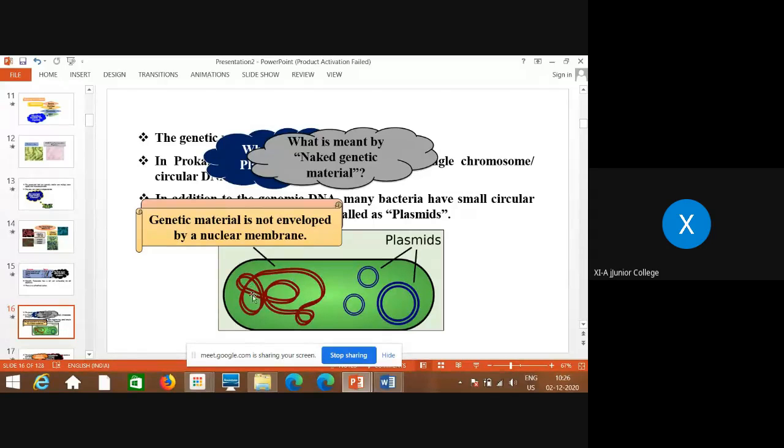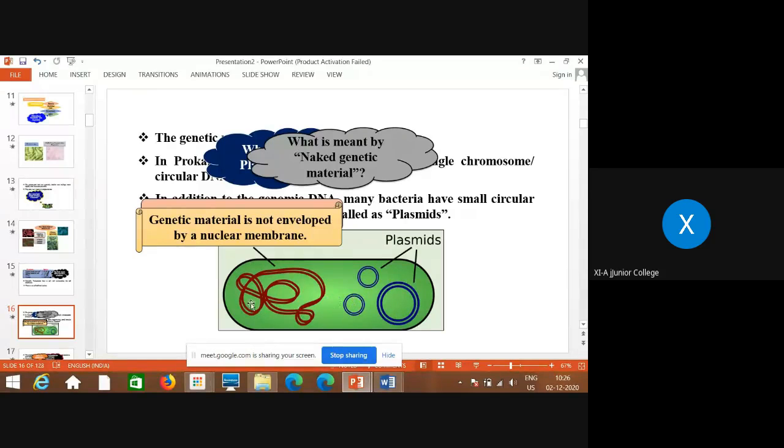There is no boundary. There is no membrane around it. So this is also called naked genetic material, but generally it is called the nucleoid. Along with that, one more point I want to show you. You can see the name, that is plasmids.